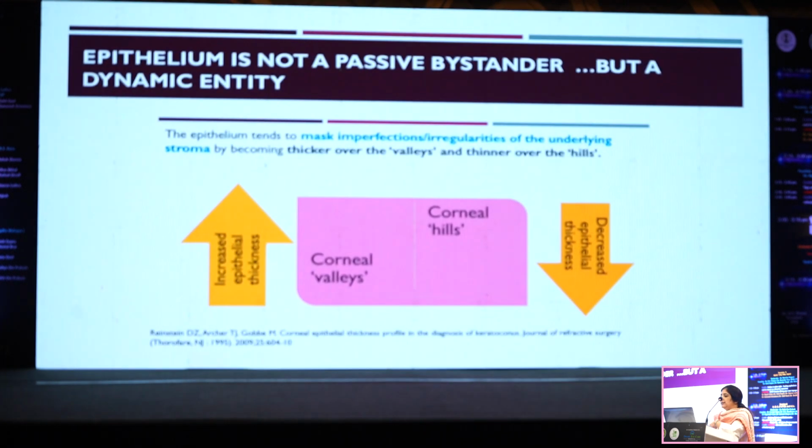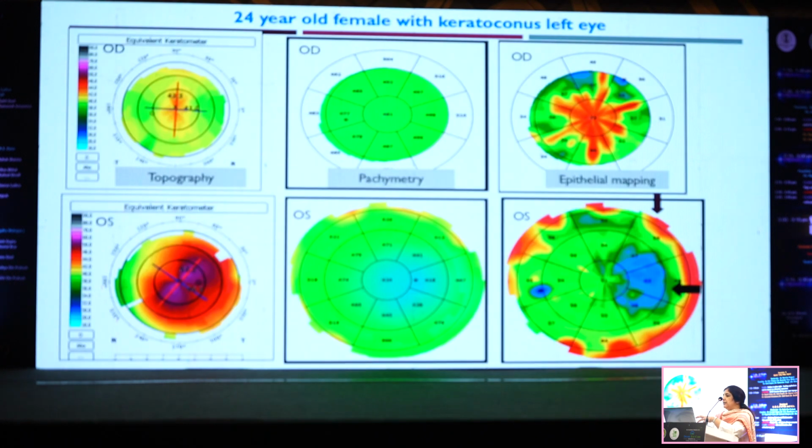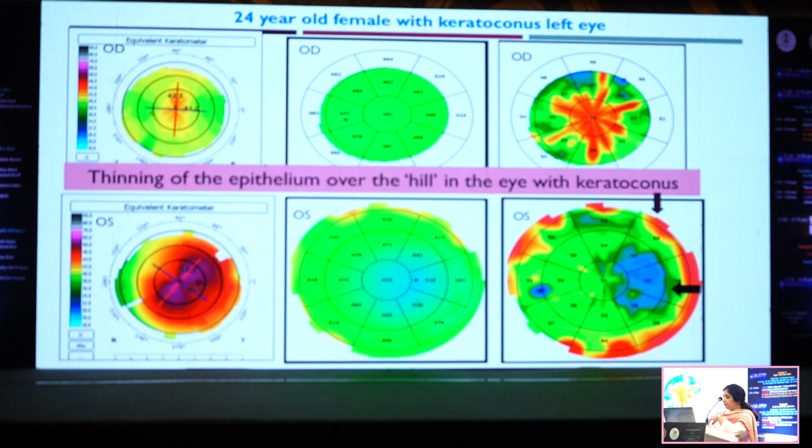But it's also important to realize that the epithelium is not a passive bystander. It's a dynamic entity which responds to the imperfections of the underlying cornea. So the epithelium tends to thin out over the hills and thicken over the valleys. Just one of the extreme cases, we talk often of keratoconus, but just as a representation to understand the concept. So this is a 24-year-old female with keratoconus in the left eye. We can see the cone in the left eye, and as can be seen in the image extremely to the right, shown in the blue, the epithelium is thinned out, shown in that blue area, and that's because the epithelium has thinned over the hill, that is the cone.